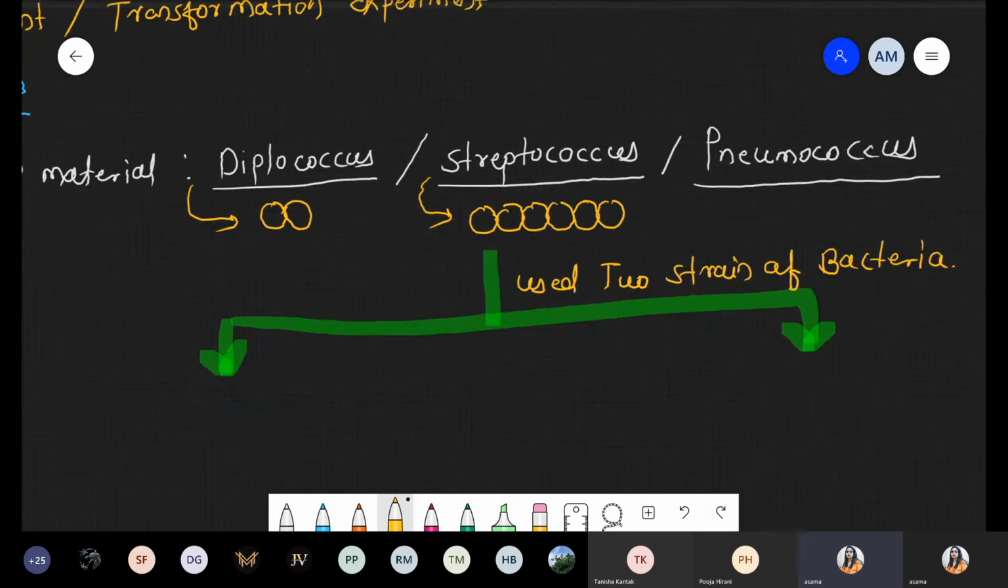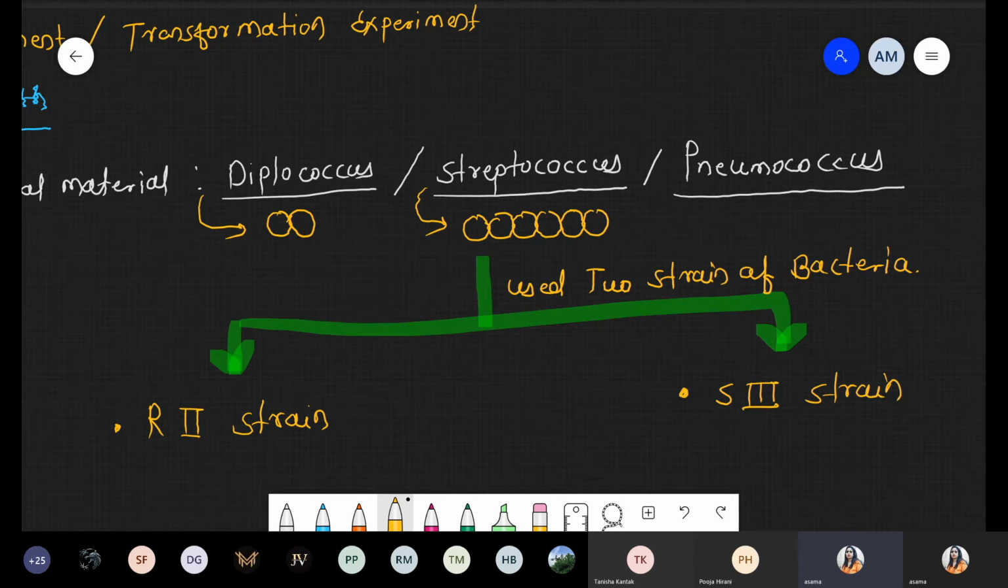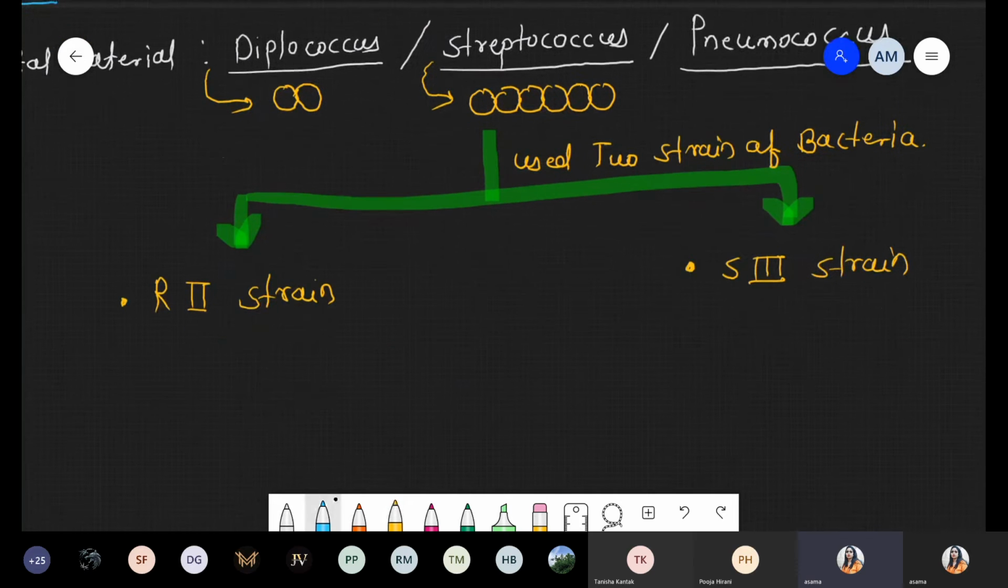So now, these are the two strains of bacteria used. Number one strain is the R2 strain. R2 is the first strain, the first subspecies. And the second strain is the S3 strain. R stands for rough. R stands for rough. And what is the meaning of rough? It is rough because of how the bacteria form colonies on the medium.